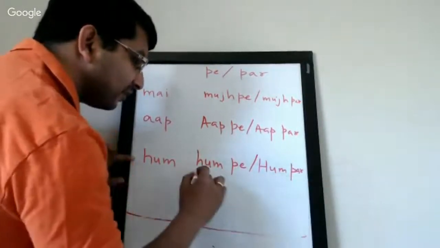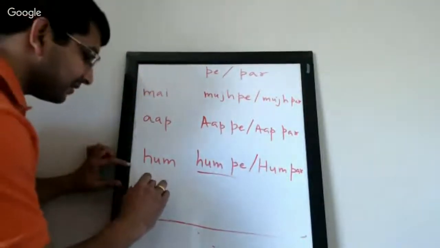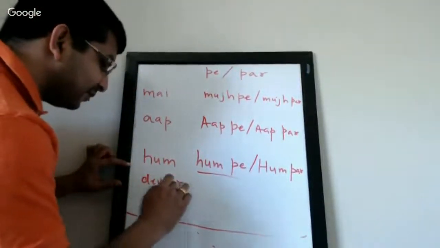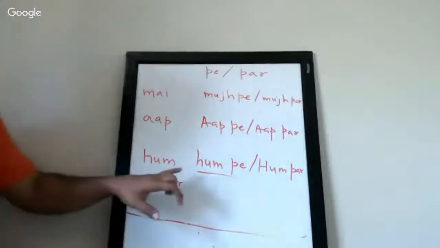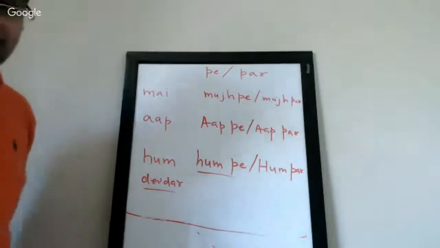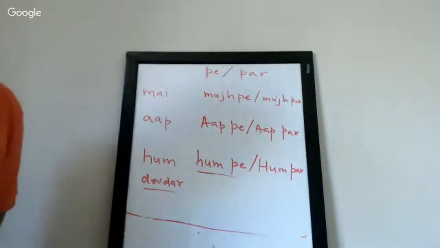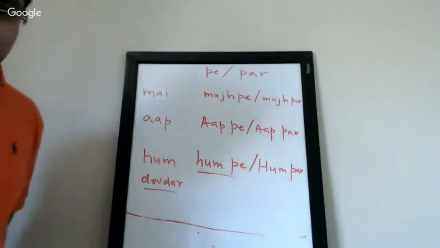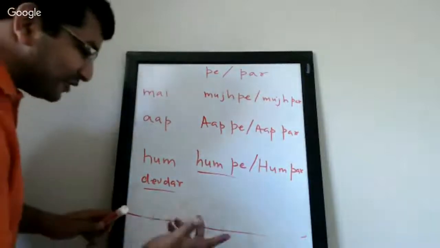There's a very famous song from the movie Devdas. Anyone remember? She uses hum and then she uses per or pe. Anyone? Anyone remember Madhuri Dixit by any chance? You should know there's a big fan club of Madhuri Dixit in Peru. But anyway, the song is, you can Google it.